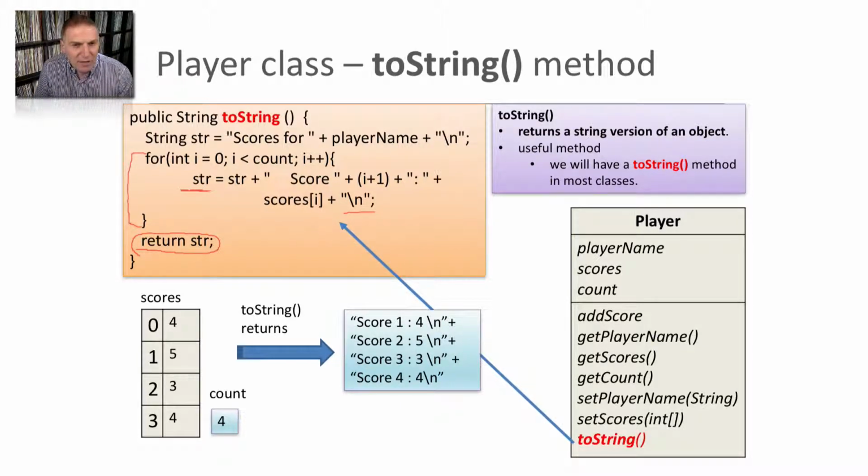this big long string, which is score 1 has a value of 4 with a new line character, score 2 is a value of 5 with a new line character, score 3 has a value of 3 with a new line character, and score 4 has a value of 4 with a new line character. So what we get back is one big huge string. Remember, the \n is going to give us a new line.